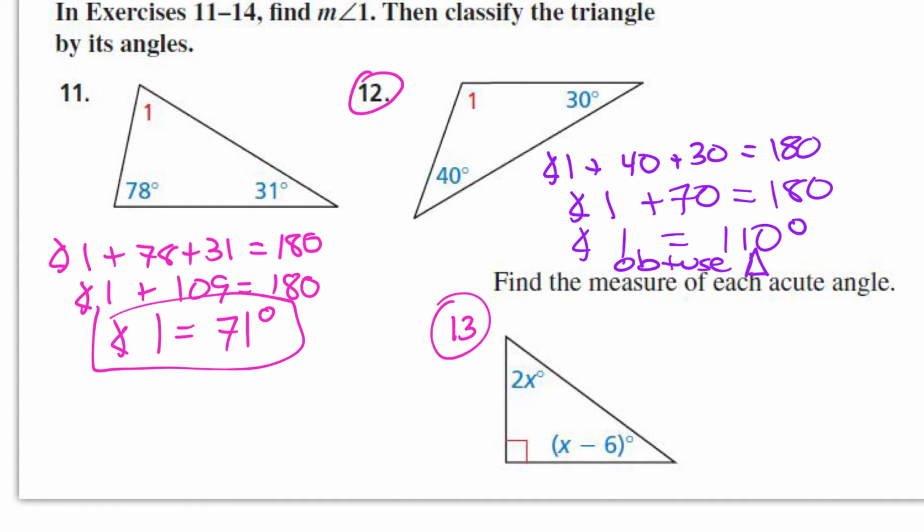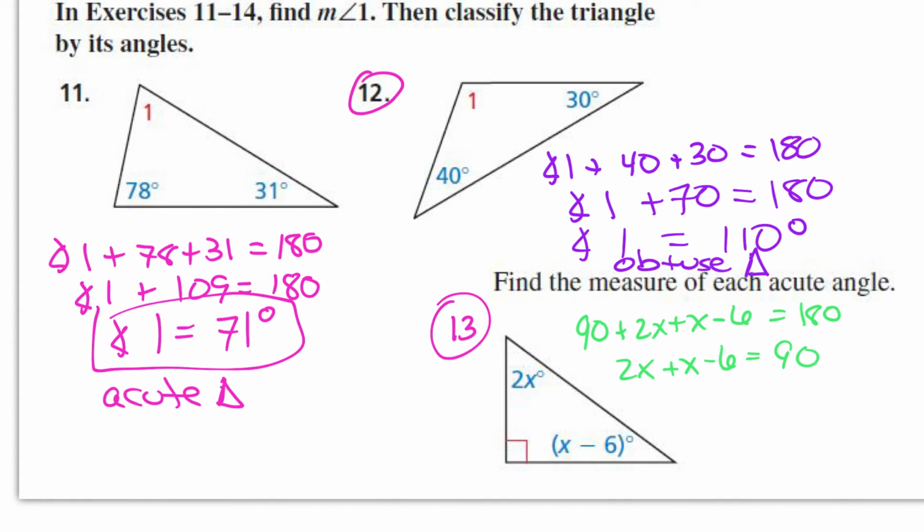And then if we go back to question 11, question 11 is an acute triangle, because angle 1 is less than 90 degrees. And now, if we look at question 13, we have 90 because of the right triangle, plus 2x plus x minus 6 is equal to 180. 2x plus x minus 6 is equal to 90. 3x minus 6 is equal to 90. 3x is equal to 96, so x is equal to 32.